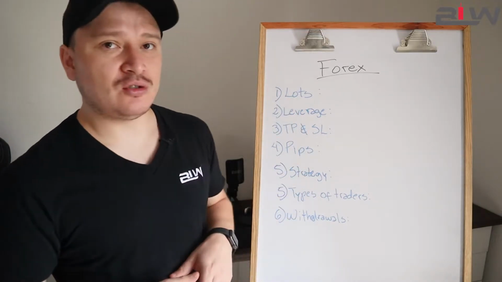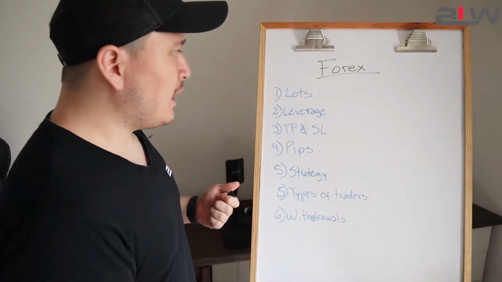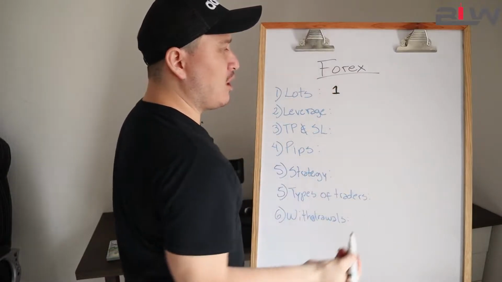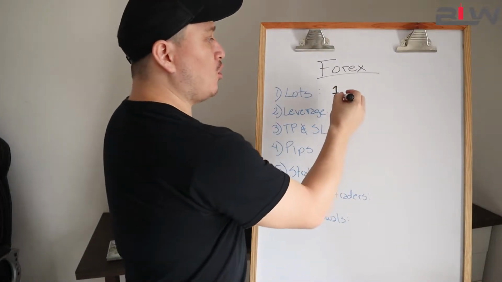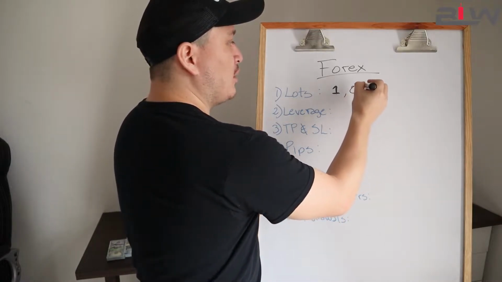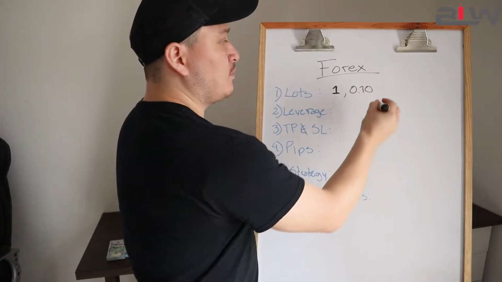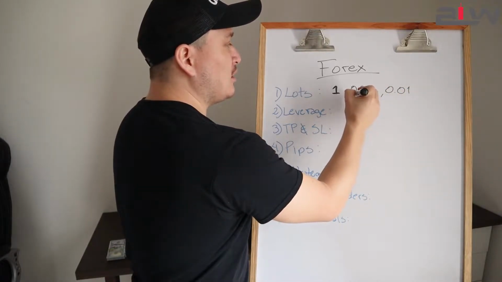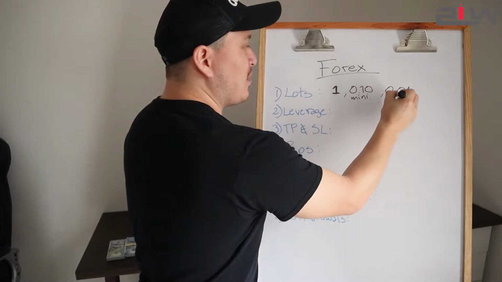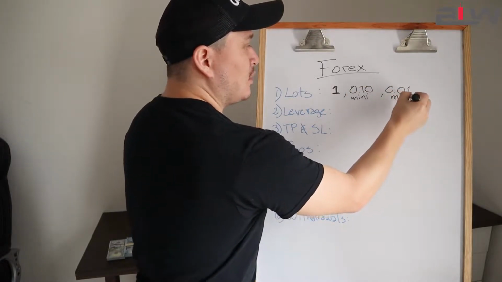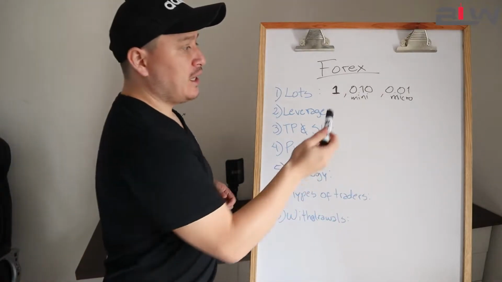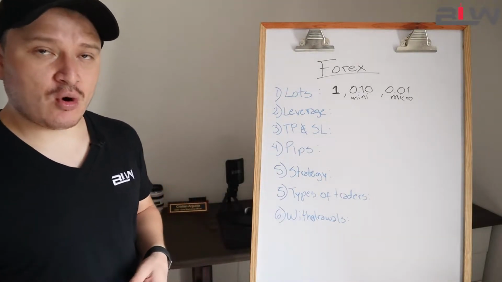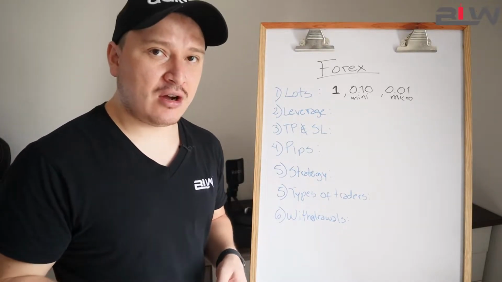This is a very common question, right? What is a lot? A lot is basically number one. It's a one pair number, is what you actually enter. But you also have 0.10, 0.01, which is, this is a mini lot, and this is a micro lot. What this determines is the amount of money that you will place on the trade, or the amount of money that you will buy on a certain currency.